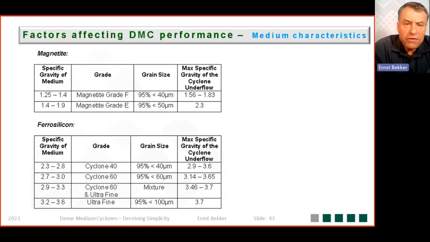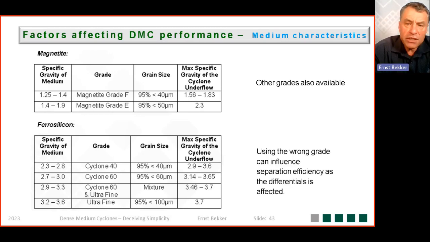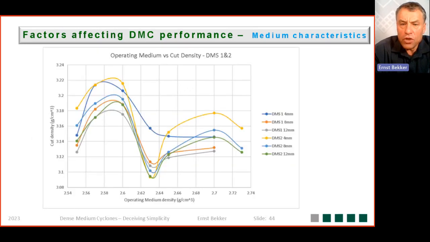Magnetite and ferrosilicon have different grades that are available for processes, and they are normally specific to certain specific gravity medium densities that you are planning to use on your process. There are also other grades available other than these on these tables. And if you use the wrong grade, what can happen is that the cyclone efficiency can be compromised, and it can also affect the differentials on the dense medium cyclone. So it's important when you are using a specific grade of medium to check with the supplier if that is the correct grade for your operation.